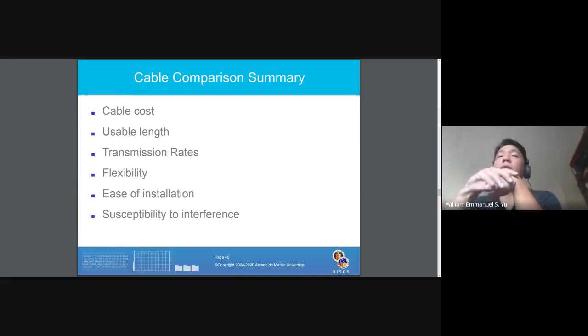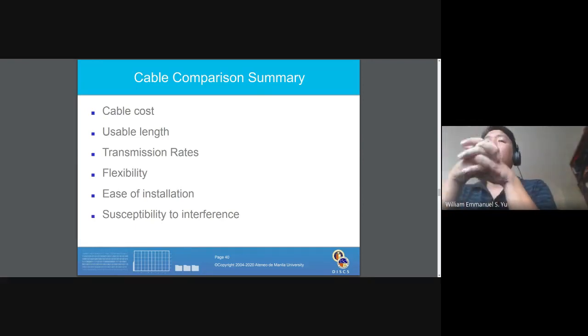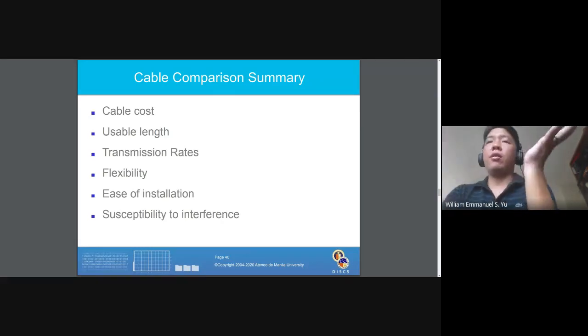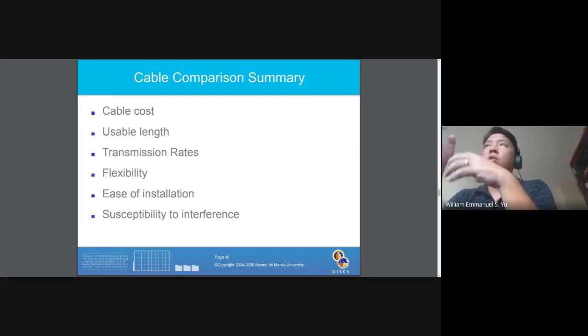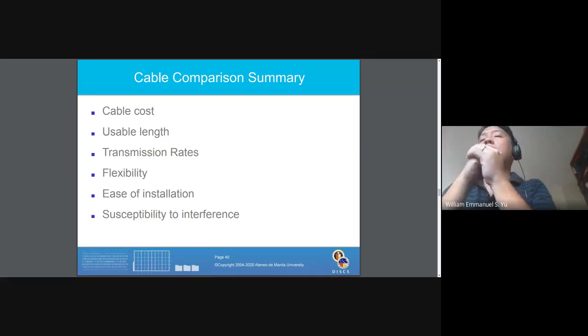Therefore, in terms of cost, for example, UTP will generally be the cheapest, followed by fiber, although the cost of fiber is going down. For usable length, fiber has ridiculous length, right? It's kilometers, while UTP is 100 meters. Coaxial you can get higher, like 500 meters, but the thickness of the cable increases. So it gets thicker as your distance increases. Transmission rates, of course, fiber can carry more, the most actually of the three.